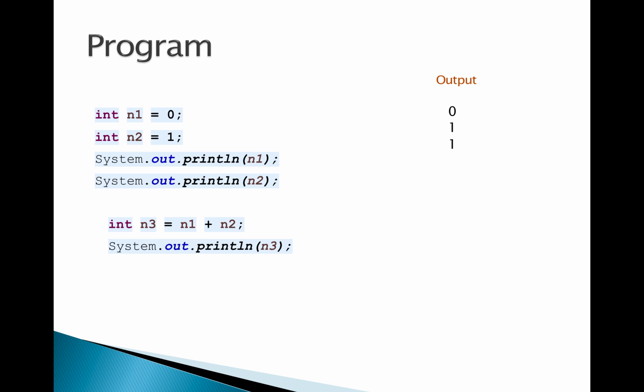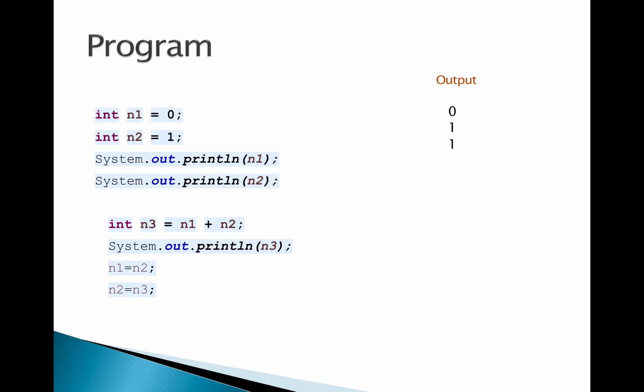Now the last two steps are changing the numbers. We are changing the second last number, which is n1, to have the last number value, which is n2. So n1 is equal to n2. We are taking the last number and putting it into the second last number, and then we are making the output that we generated recently, which is n3, into the last number. So n3's value will be stored in n2.